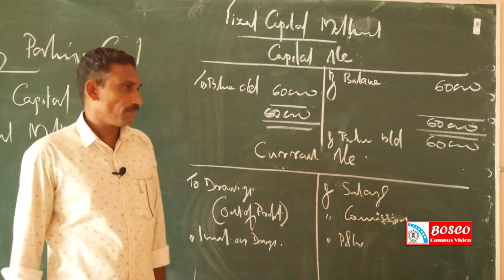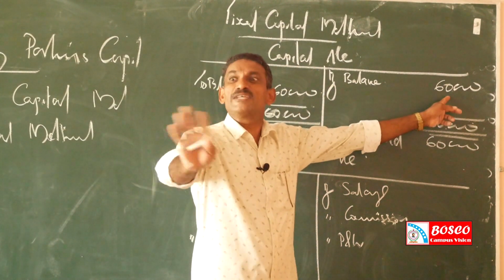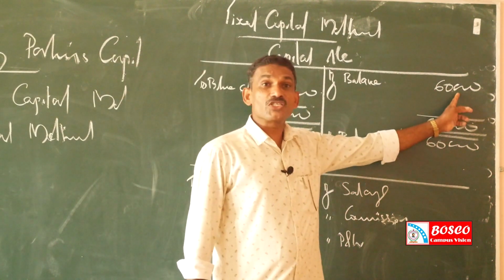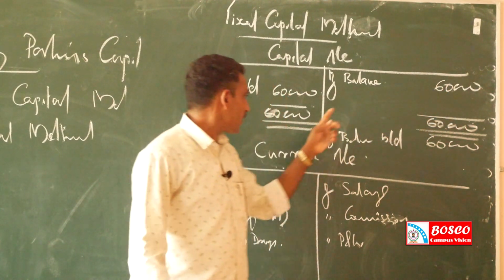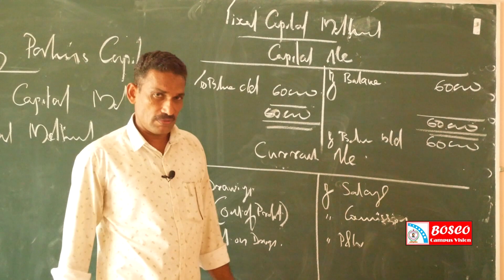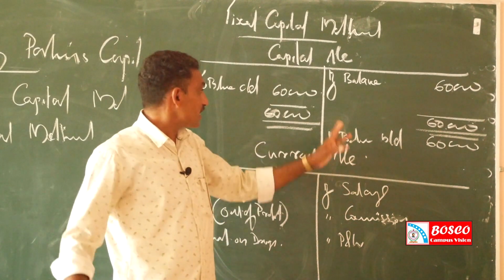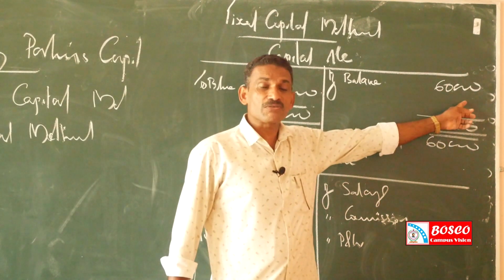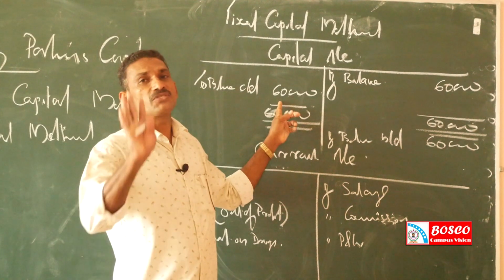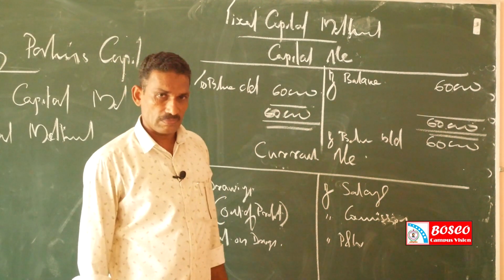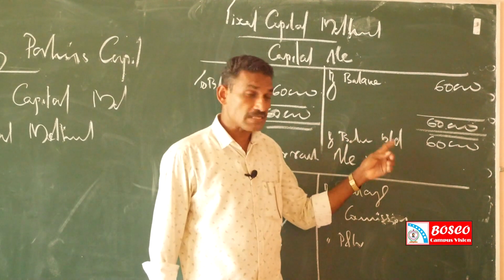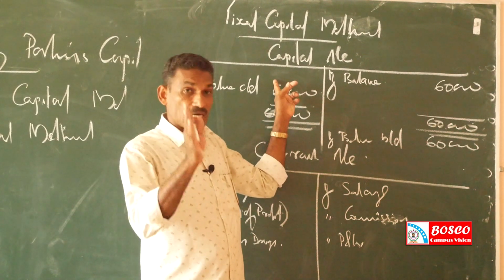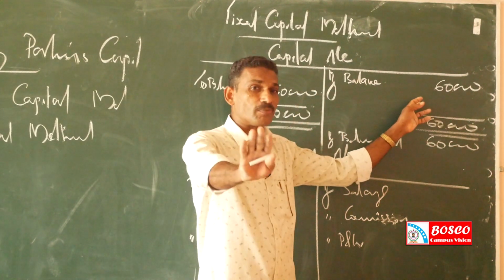In capital account, the balance will not change. Suppose the opening balance of capital is 60,000, it will remain constant. We will not make any adjustments in this capital account. If opening capital is 60,000, it will remain 60,000 as closing, unless the contributed capital is withdrawn by the partner, or additional capital is contributed by the partners.